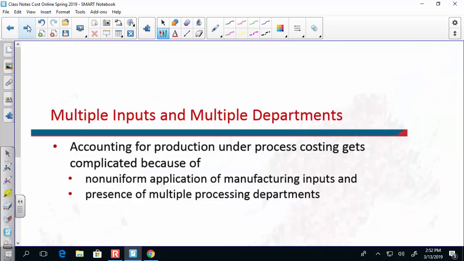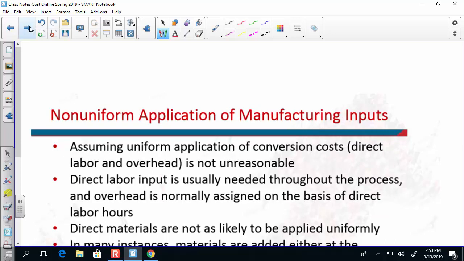Now, they do get more complex. Those are the easy ones. Multiple inputs at various degrees of completion and or multiple departments, right? So this non-uniform input is discussed starting on page 293. And this is where it gets, again, more complex.